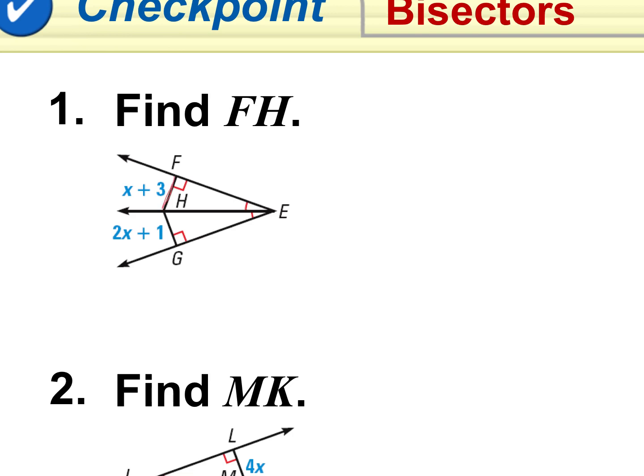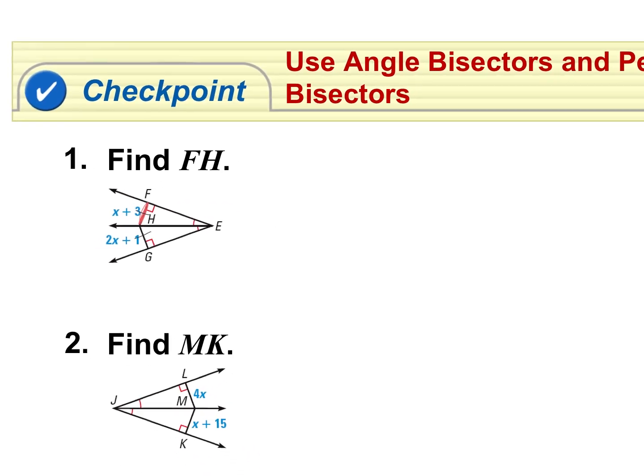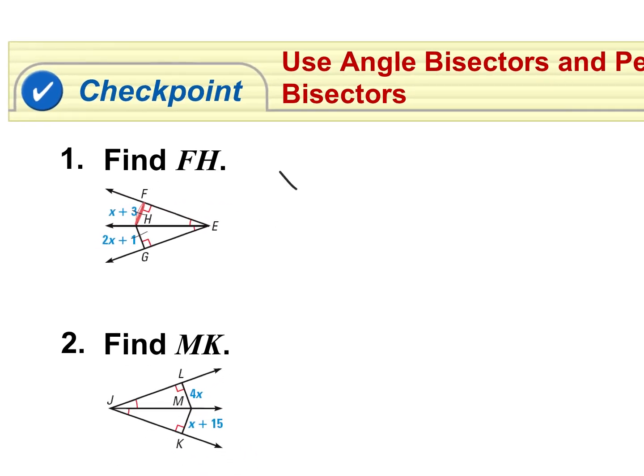Right here, X plus 3 is our FH. It wants us to find that length, but what does that length include? It has a right angle, but it has x plus 3, so we don't know the exact angle yet. What do we need in order to know the exact measure? We need to find the value of x. What's the relationship between those two lines, between x plus 3 and 2x plus 1? They're the same. So if they're the same, how do we set it up? Equal to each other. So we have x plus 3 equals 2x plus 1.